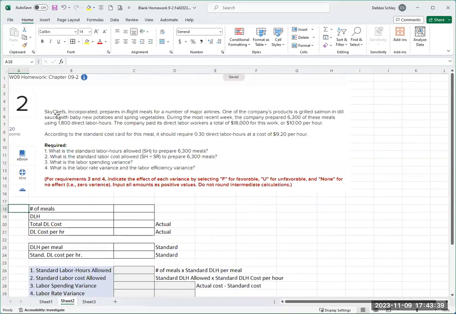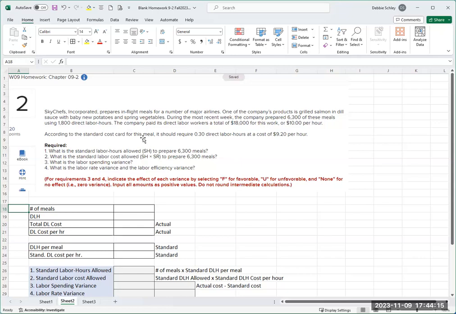question 2. Sky Chiefs Incorporated prepares in-flight meals for a number of major airlines. One of the company's products is grilled salmon in dill sauce with baby new potatoes and spring vegetables. During the most recent week, the company prepared 6,300 of these meals using 1,800 direct labor hours. So now we're talking direct labor hours. The company paid its direct labor workers a total of $18,000 for this work, or $10 per hour.